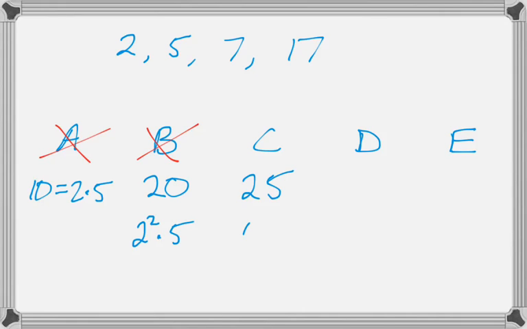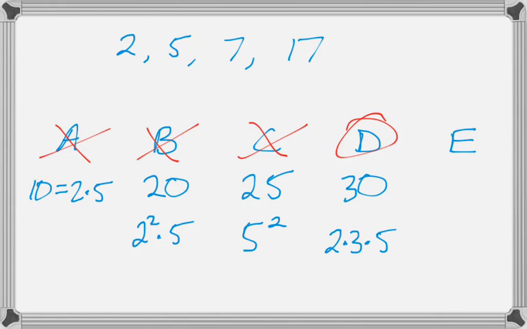So C is 25, which is 5 squared, so obviously that could have been a factor. D is 30, which is 2 times 3 times 5, and there's no 3 involved, so that's got to be the answer, but I'll finish E anyway. E is 34, which is going to be just 2 times 17, so that could have been an option. So that's how I would do that one, just kind of process of elimination.